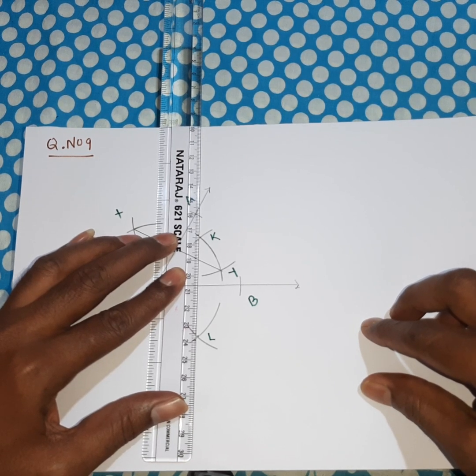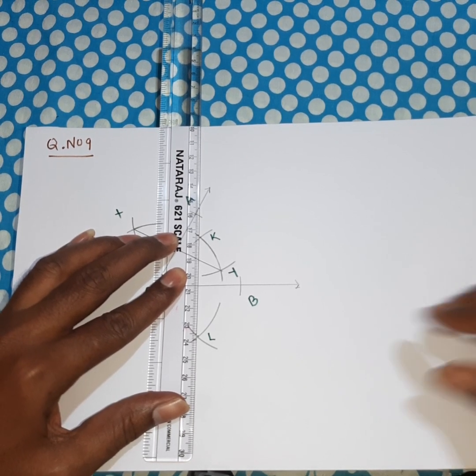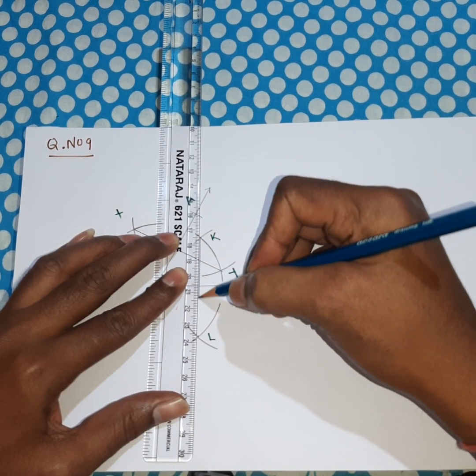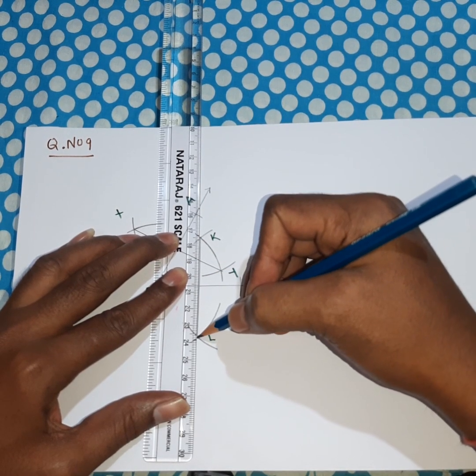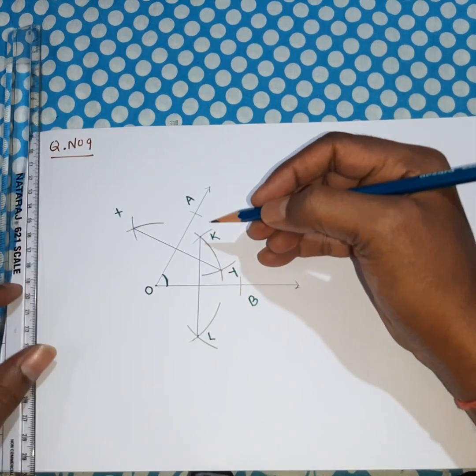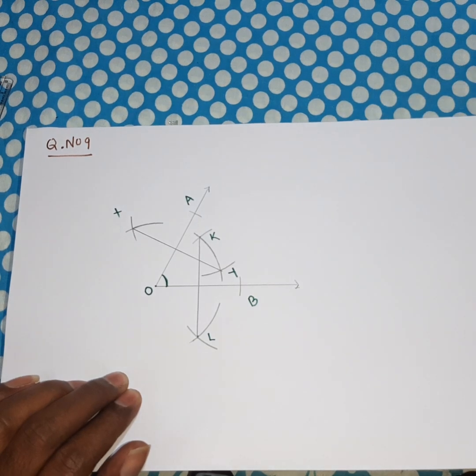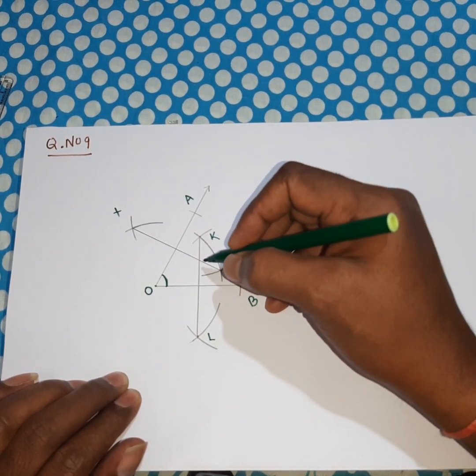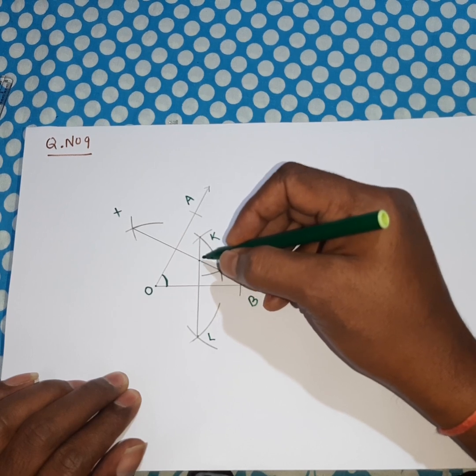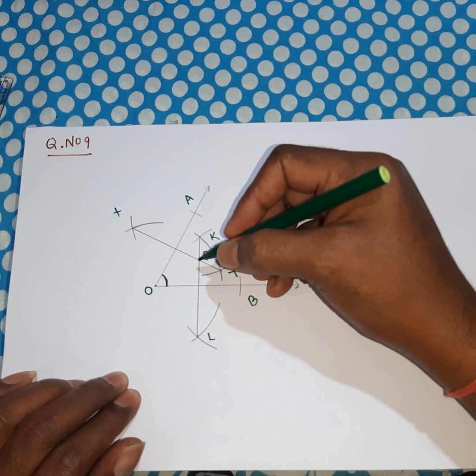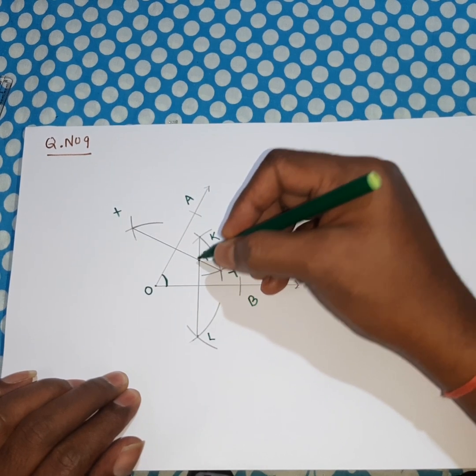If you join KL, see here, by joining KL, that KL will intersect XY at one point. This is the meeting point of XY and KL. XY and KL are meeting at one point P here. Okay. The perpendicular bisectors are meeting at one point P here.